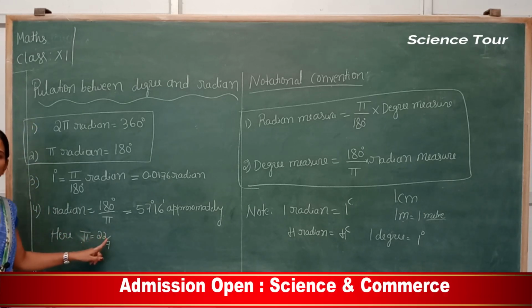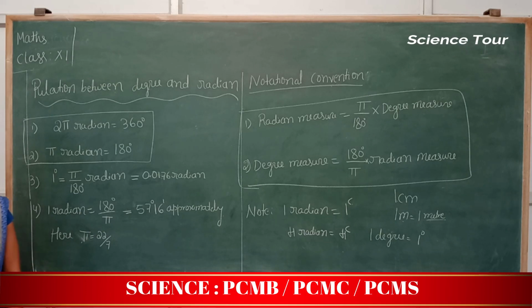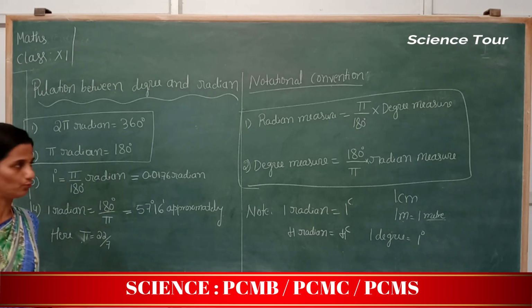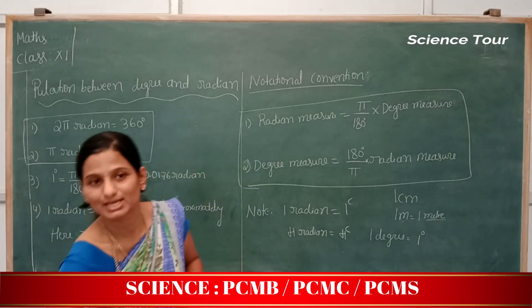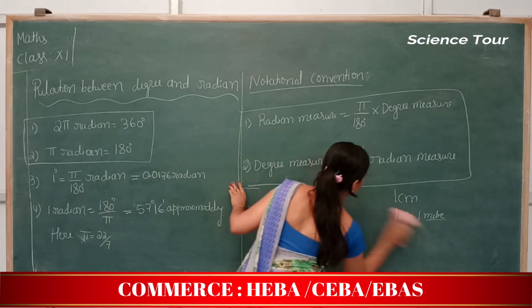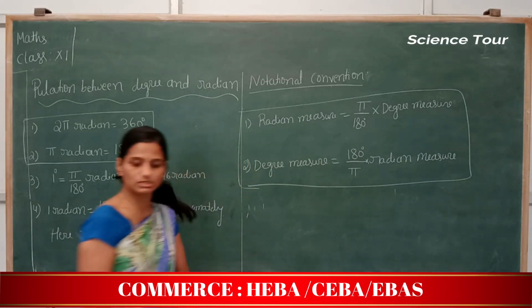And the value of pi you already know from your lower classes. Pi is equal to what? 22 by 7 or 3.142. Clear? Yes. On this one, I will give one example of how to do the conversion. Write this in your notes.